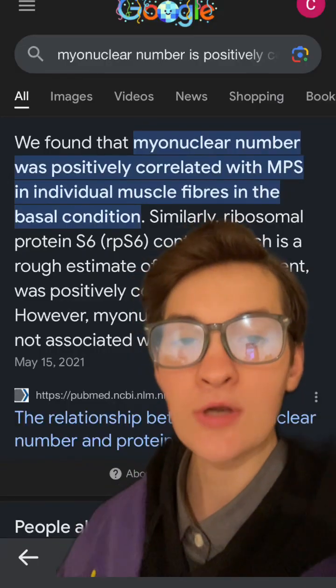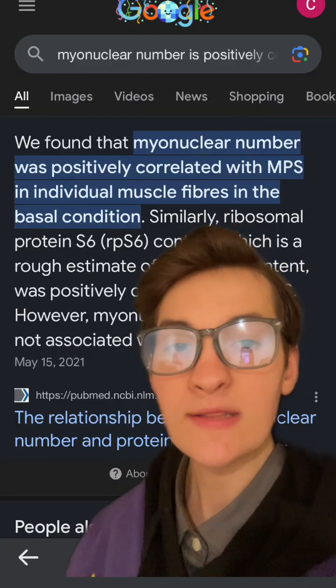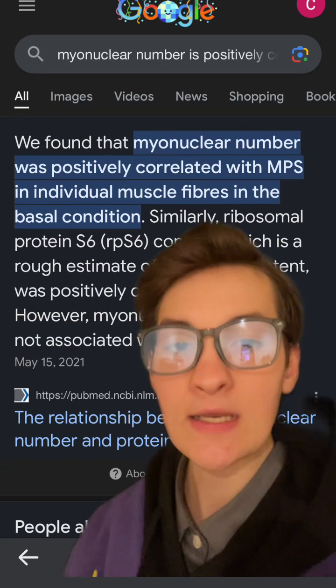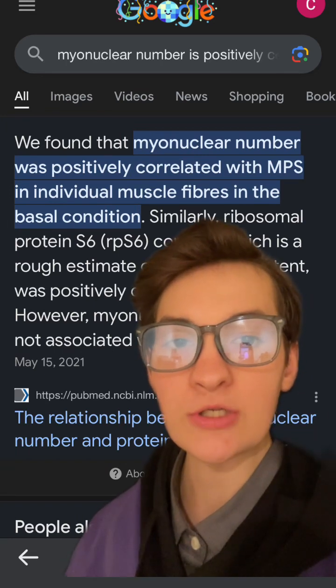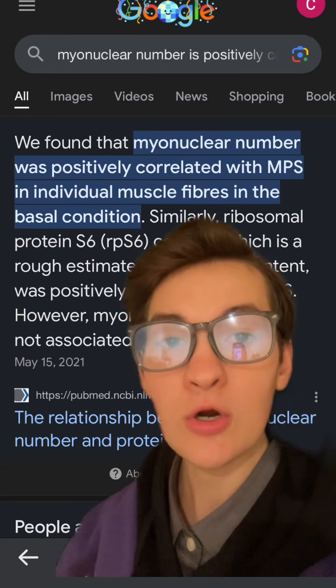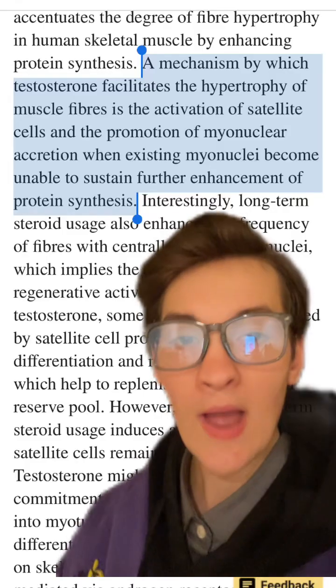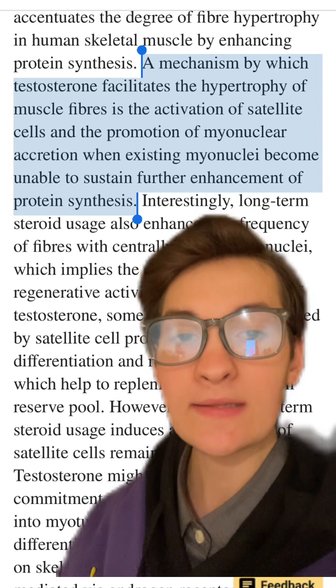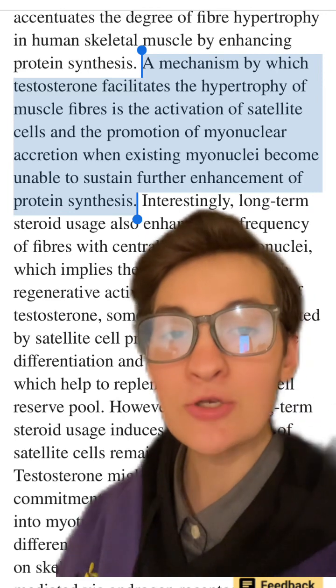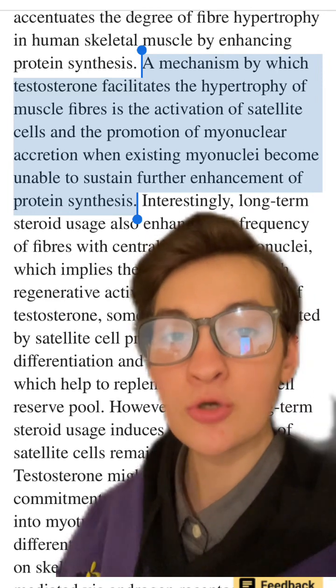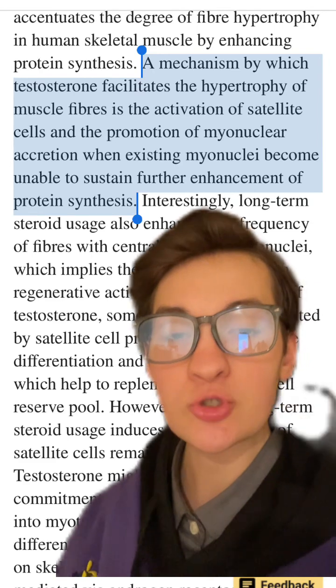And the higher the number of myonuclei within a cell, the more muscle protein synthesis it can undergo in response to protein ingestion. Therefore, the more nuclei you have, the more proteins you can produce. So activating satellite cells to donate their nuclei to the muscle can increase our muscle's ability to undergo protein synthesis in response to training and protein.